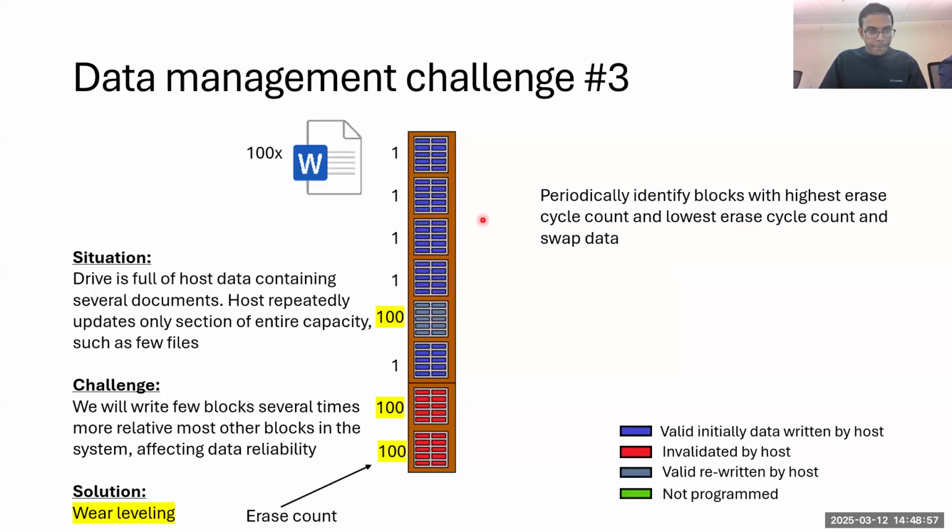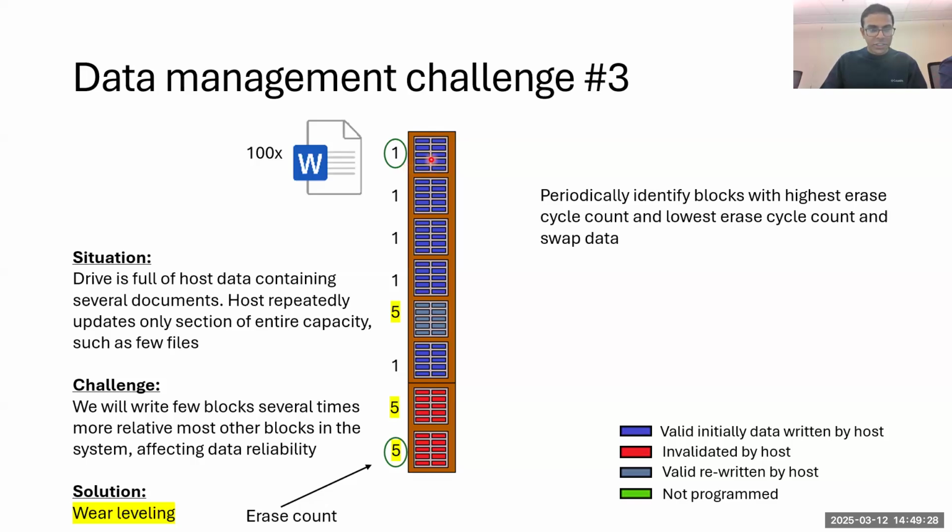So let's say we are in this situation, maybe just before we go into this situation where we have 100 erases, let's say we identify that these blocks are erased 5 times. And maybe the host is just writing to some section more often than the other, right? So at this point, we identify the block that has the highest erase cycle count, and let's say we identify this one. And we also identify a block with the lowest erase cycle count, and let's say we choose this one.